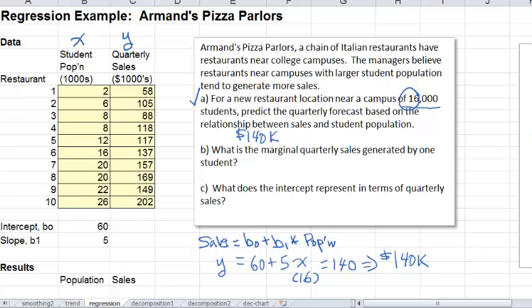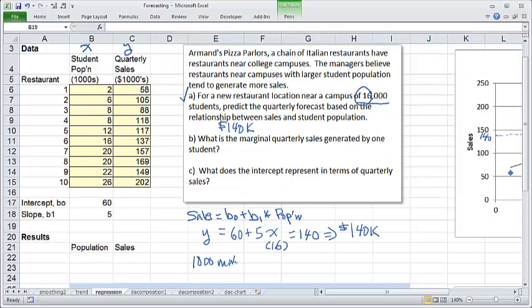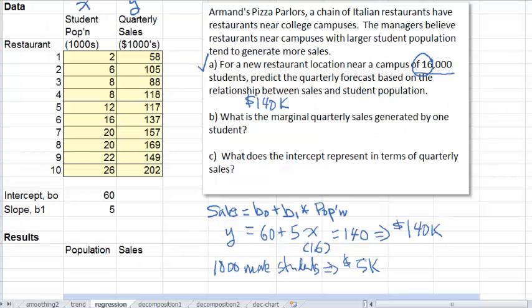So then what is the value of one student? Well, it must be $5. So let's write that down. So 1,000 more students, that translates to $5,000 increase in revenue. So one more student would mean $5 more. So here the answer is $5 per student.